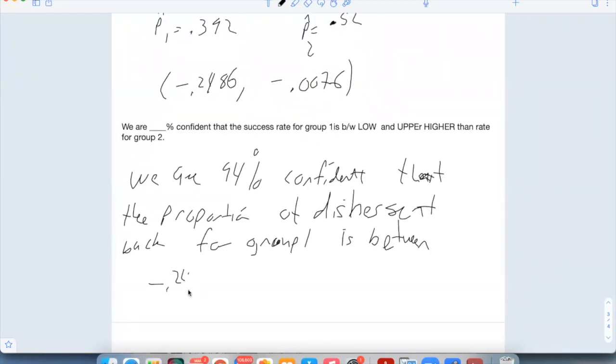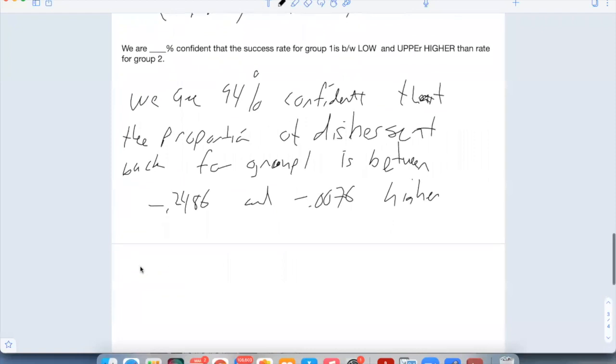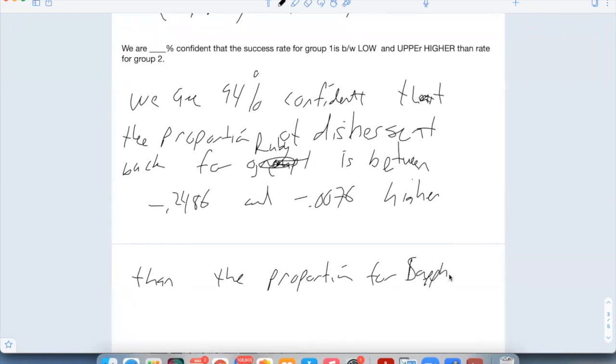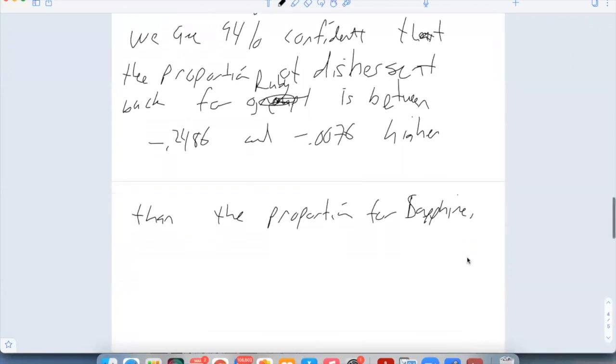Between negative 0.2486. I'm not even going to bother turning these into percentages. And negative 0.0076 higher than the proportion for group two. Oh, wait, what was group one? Group one was Ruby, and group two was Sapphire. Okay, what does it mean to be negative higher?